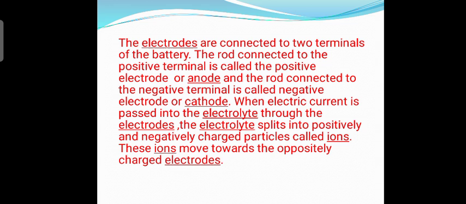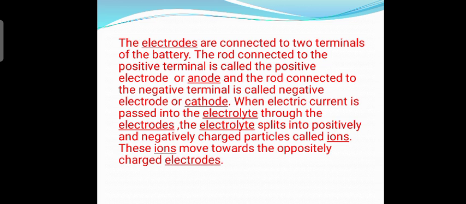The electrodes are connected to 2 terminals of the battery. The rod which is connected to the positive terminal is called anode, and the rod which is connected to the negative terminal is called cathode. When the electric current is passed into the electrolyte through the electrodes, the electrolyte splits into positive and negative charge particles called ions. And these ions move towards the oppositely charged electrodes.